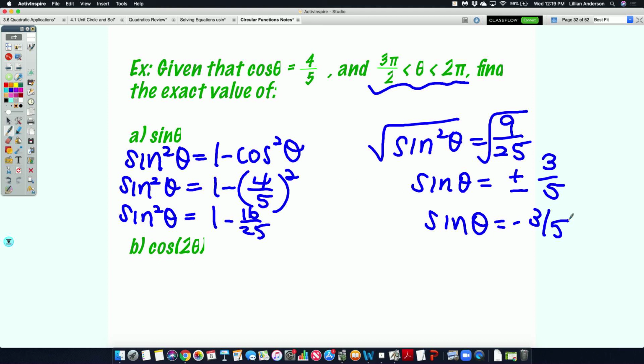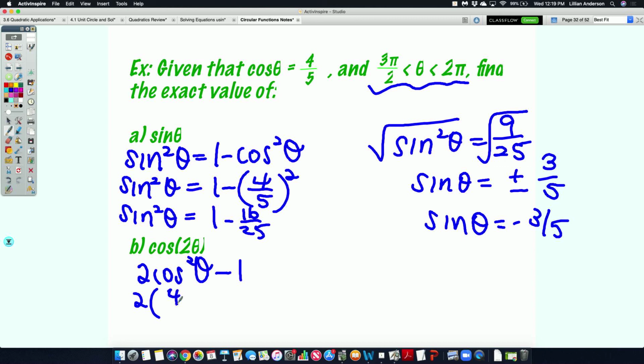For part B, which identity do you want to use? The double angle, 2 cosine squared theta minus 1. I suggest that just in case we found the wrong sine theta. I mean, we didn't, that is correct. But to prevent any potential issues.